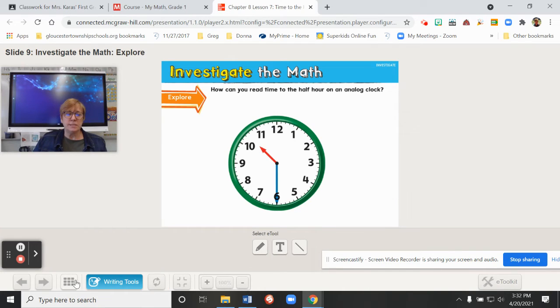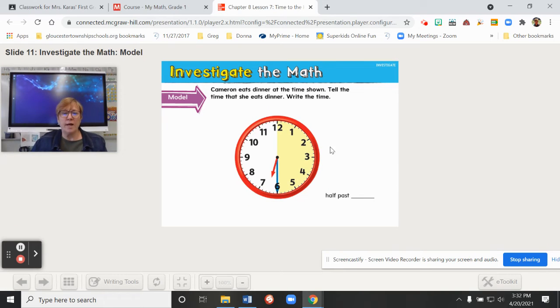All right, let's look at this clock. Now, this clock I like because they shaded it for us, showing it's halfway around. Cameron eats dinner at the time shown. Tell the time that she eats dinner and write the time. Now, let me point out to you that they have already put the label half past, meaning this minute hand has gone halfway around the clock. Half past what?